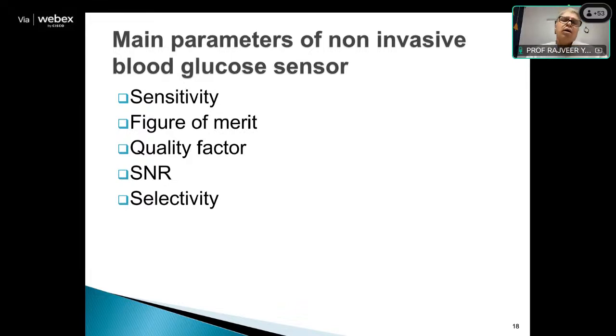Now, during these developments, these are a few important parameters which we need to look into. One is sensitivity, figure of merit, the quality factor, the signal to noise ratio, the selectivity, and one more parameter, detection limit. These are a few important parameters which you need to work on while developing a non-invasive blood glucose sensor.